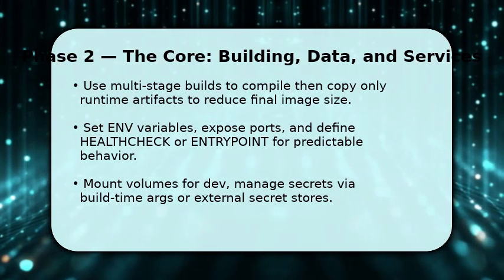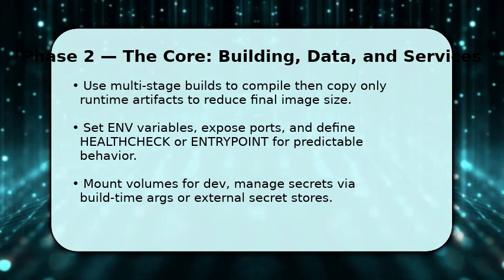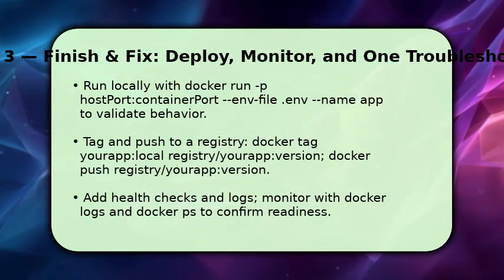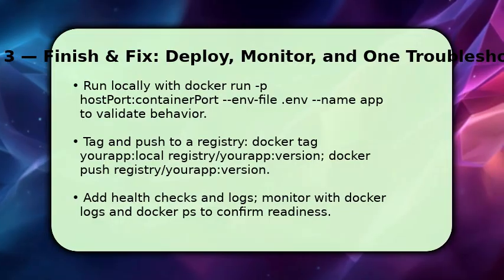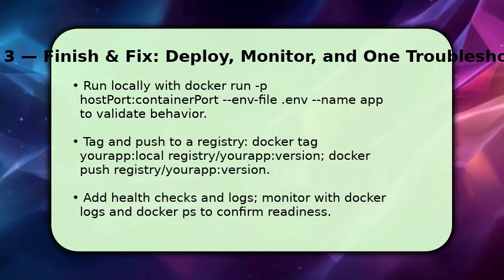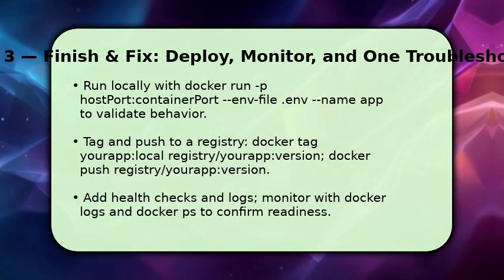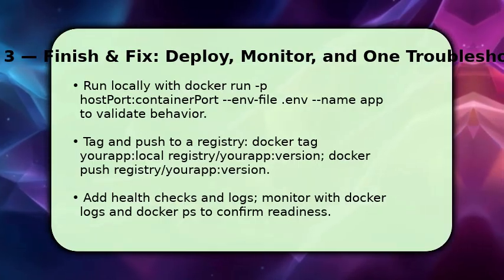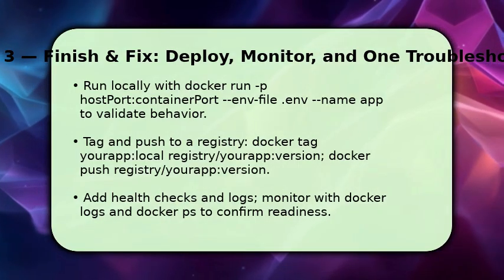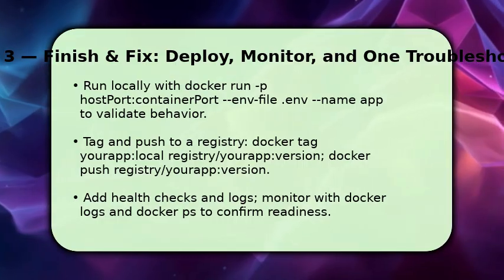To finish, run the container locally, map ports, and verify endpoints. Make sure health checks pass before pushing. Once validated, tag the image with a version and push to your registry so deployments can reference it. When deploying, use orchestration or simple docker run in your environment, and mount persistent storage as required.